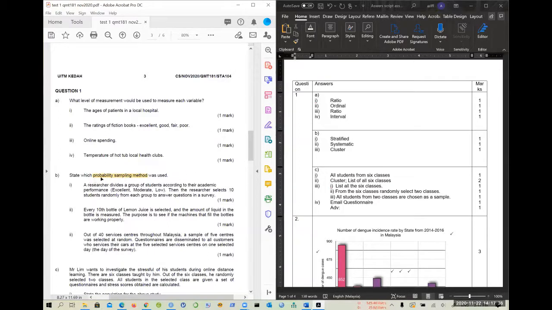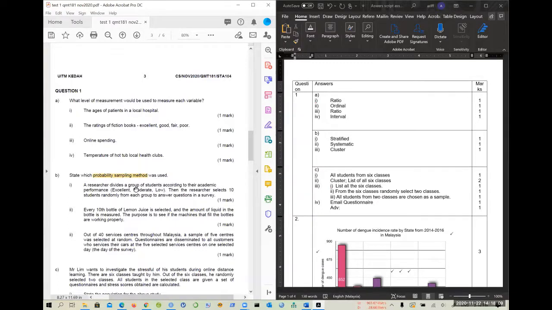Okay, so for probability sampling methods, we have 5 techniques: simple random sampling, systematic sampling, stratified sampling, cluster sampling, and multi-stage. You have to choose which one reflects the statement given. The first one states that a researcher divides a group of students according to their academic performance, excellent, moderate, and low. The researcher selects 10 students randomly from each group.